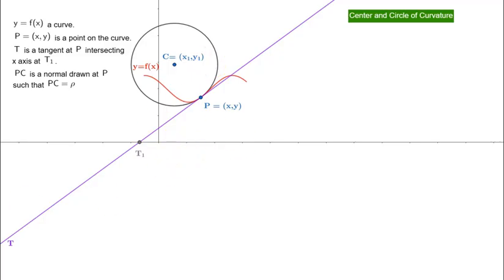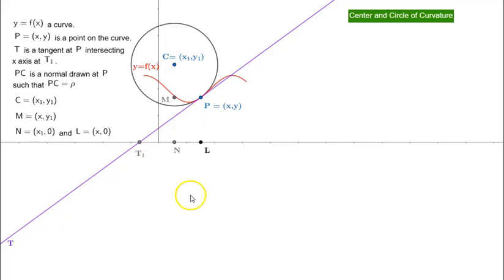So let's do that. Let C be equal to x1, y1. Now let's take M equal to x comma y1. So x comma y1 means what? x is the x coordinate of P and y1 is the y coordinate of C. So that is M. And N is equal to x1 comma 0 and L is equal to x comma 0.